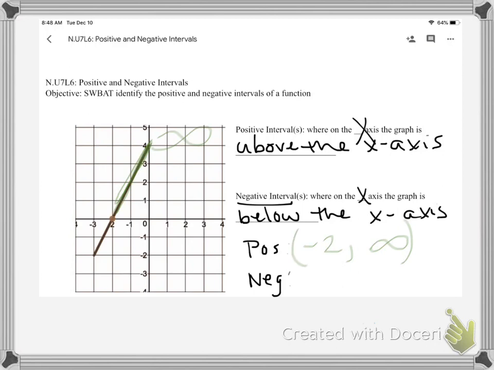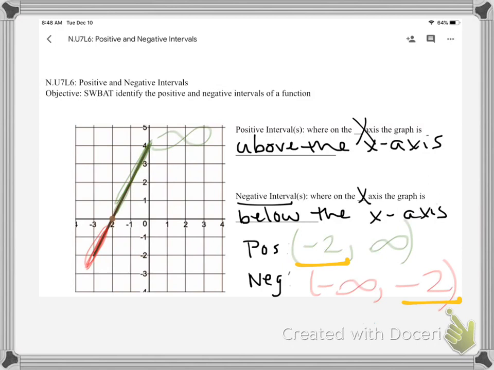Okay, as for our negative interval, we are looking where it's below the x-axis. So that's down here, this red chunk. So we can say my negative interval is going from -infinity all the way to -2. Remember, these two numbers should be the same. If they're not, you did something wrong.